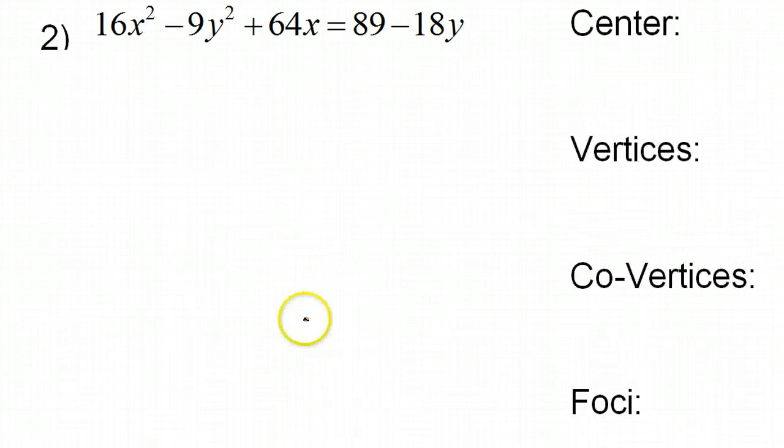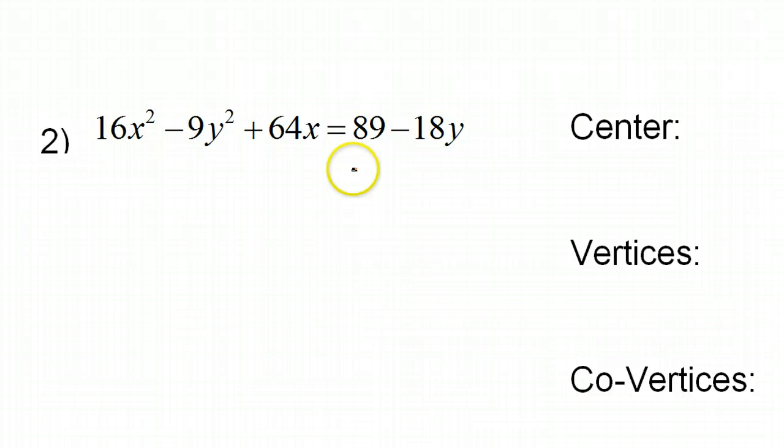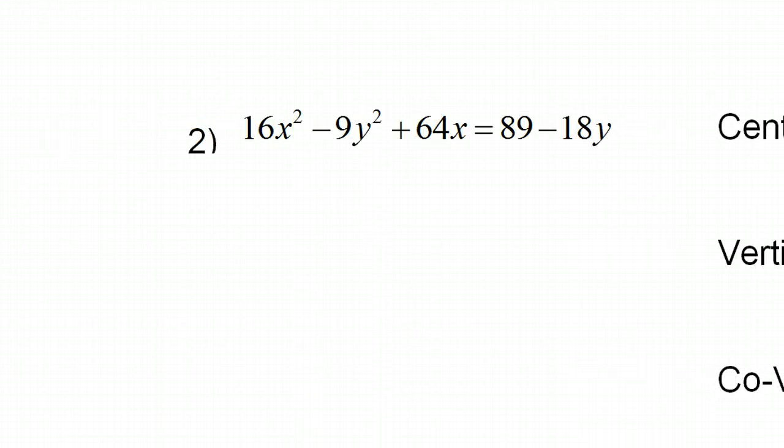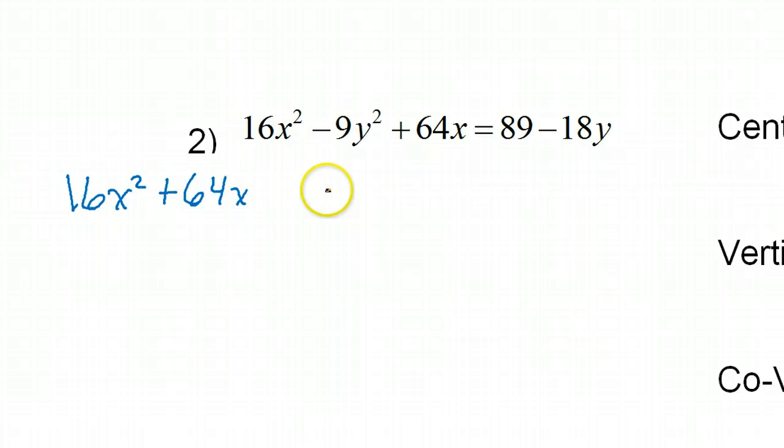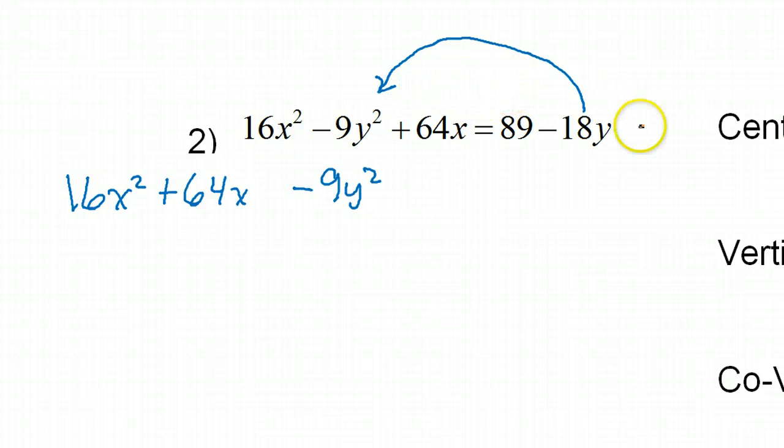Okay, so let's complete the square. Let's start by grouping together our x values. So I'm going to group this together, and I'm going to have my 16x squared, and then my plus 64x, grouping those x's together. And then I'm going to have my minus 9y squared. Okay, this negative 18 needs to come over and be on this side as well. So I'm going to move it by adding 18y to both sides.